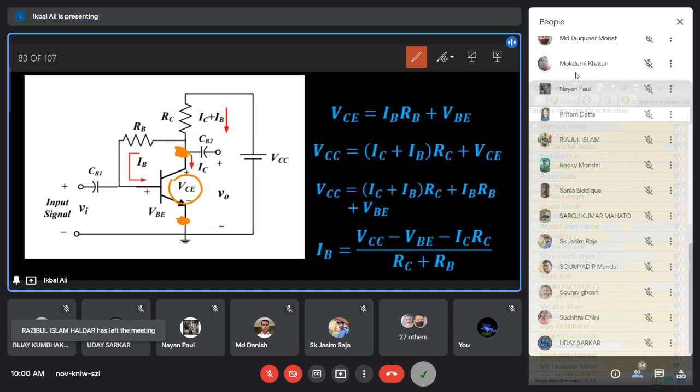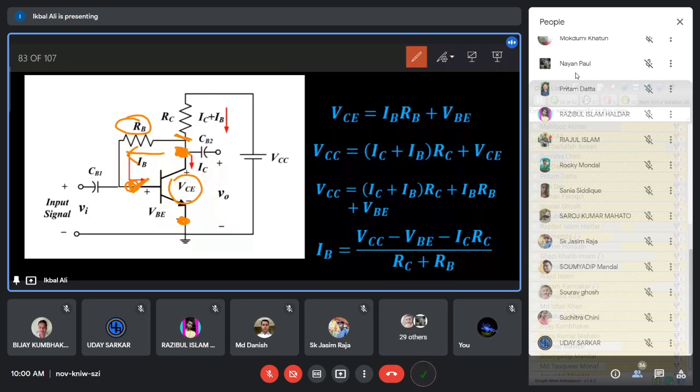Now you see that between collector and base, you have a resistance RB, and the current flowing through this resistance is IB. Then between collector and base, what will be the potential drop? It will be just IB into RB. Another potential drop you can calculate is between the ground or the emitter and the base, where you have VBE.